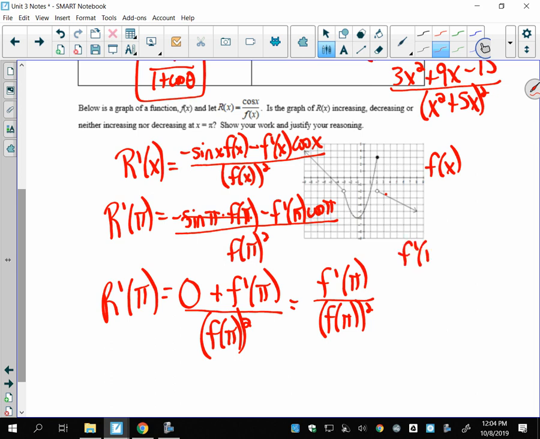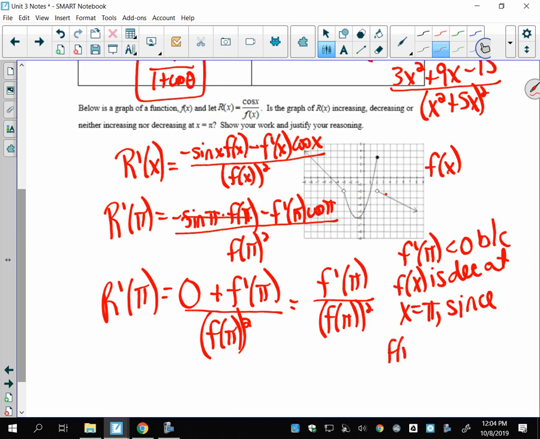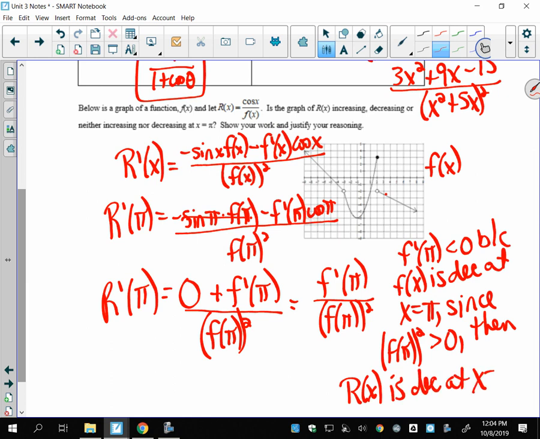I know that f prime of pi is less than 0 because f of x is decreasing at x equals pi. And since f of pi squared is going to be greater than 0, then r of x is decreasing at x equals pi. Because the bottom's always going to be positive, but we know the derivative there is going to be negative. What do you think about that?